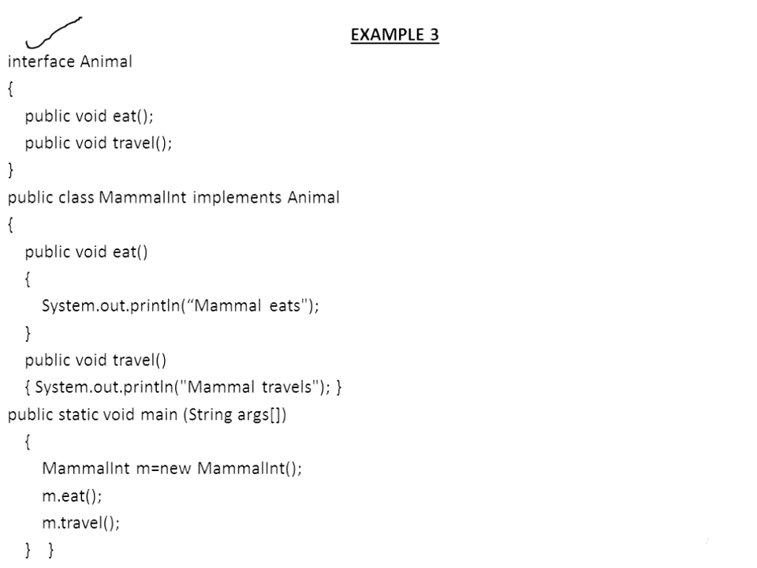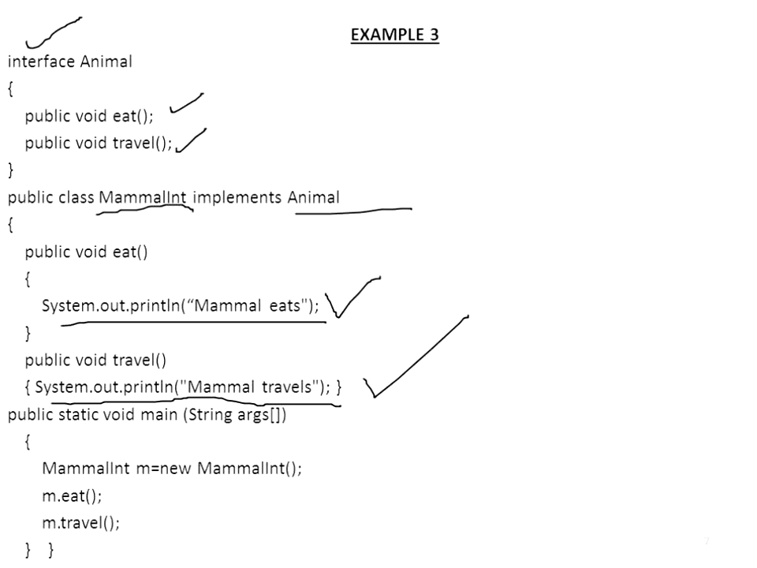So this is a very simple program based on inheritance, where we have created an interface called animal. Here we have two methods called eat and travel. Then we have created a class called mammal int, and it implements the interface called animal. Inside the class, we have given the definition of the two methods, void travel and void eat. So these are the statements that will be printed when these methods are called.